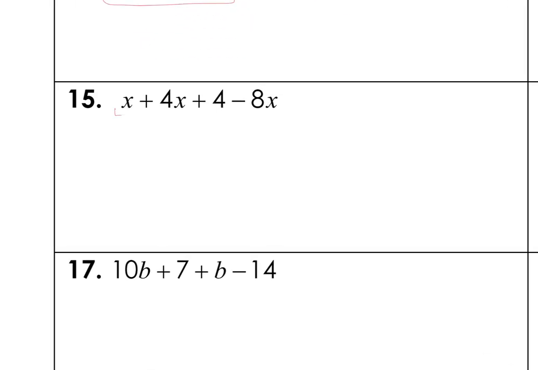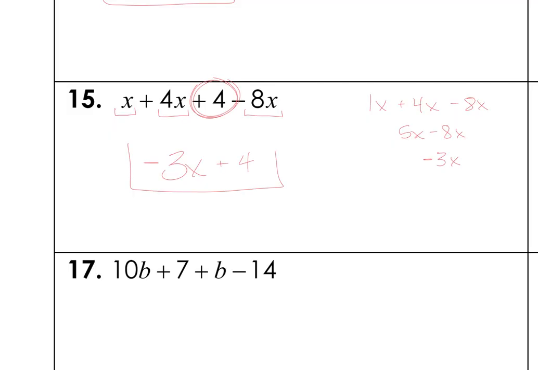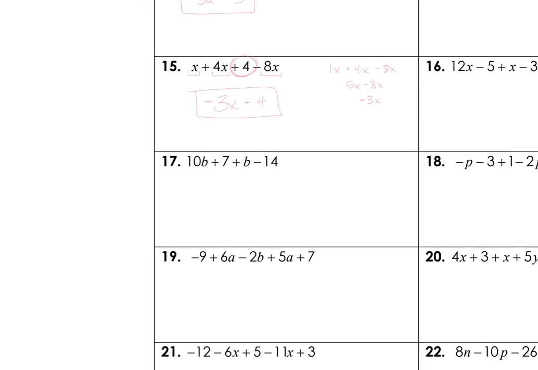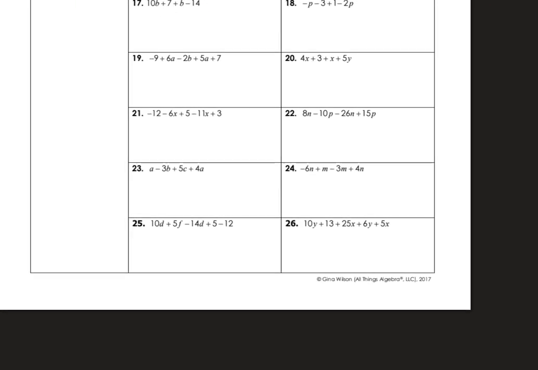We have x and 4x and negative 8x. Those are all three common. We have 1x plus 4x minus 8x. That's 5x minus 8x. That's negative 3x. Negative 3x. And then that 4 just drops down. That whole thing just drops down to give us negative 3x plus 4. Okay, we did those three. Let's jump down and maybe do the bottom three.